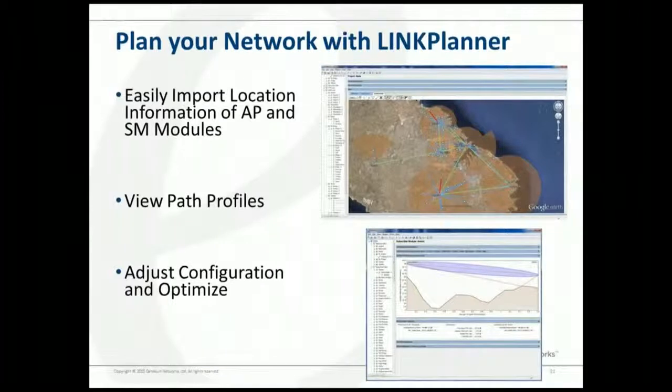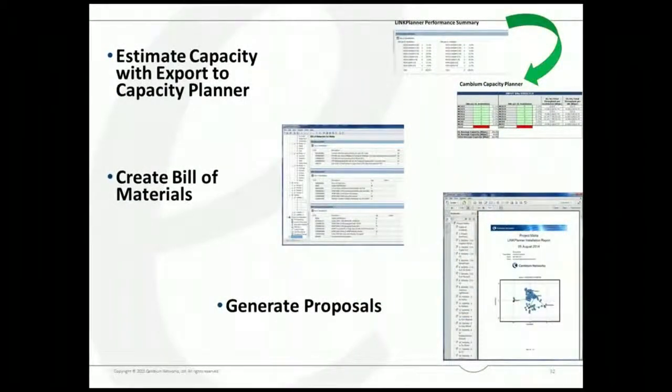So you can easily import some location information about where your radios are located. You view path profiles based on terrain data that's in Google Earth, and then you can make some adjustments to your configuration and optimize your paths, with different antenna heights and that sort of thing. And once you've got a system designed, you can export information from the link planner into the capacity planner, which will help you estimate the capacity of your system. And then the tool will also help you create a bill of materials and generate proposals.